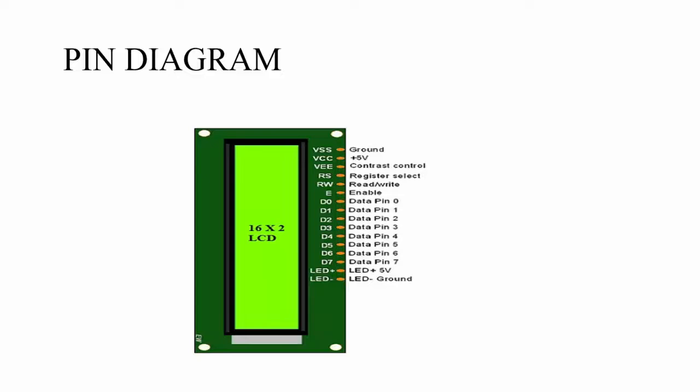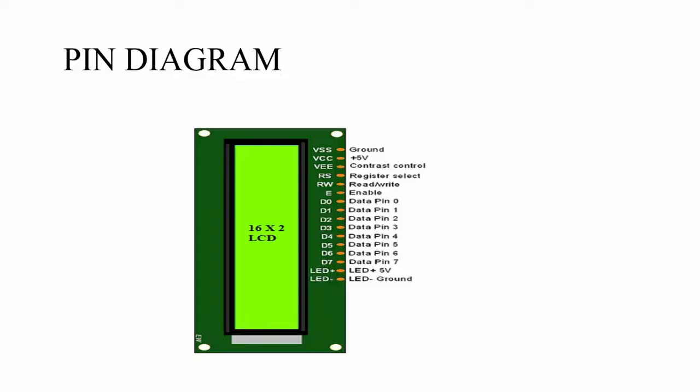Now let's see what the pins are doing. The first pin, as we all know, is VSS, that is ground. The ground pin of the LCD module is always connected to the ground pin of the Arduino. Then VCC means 5 volt power supply. We all know the Arduino supplies 3.3 volt to 5 volt. The LCD needs 4.7 volt to 5.3 volt. So here we are giving 5 volt, and the 5 volt of the LCD is connected to the Arduino 5 volt.